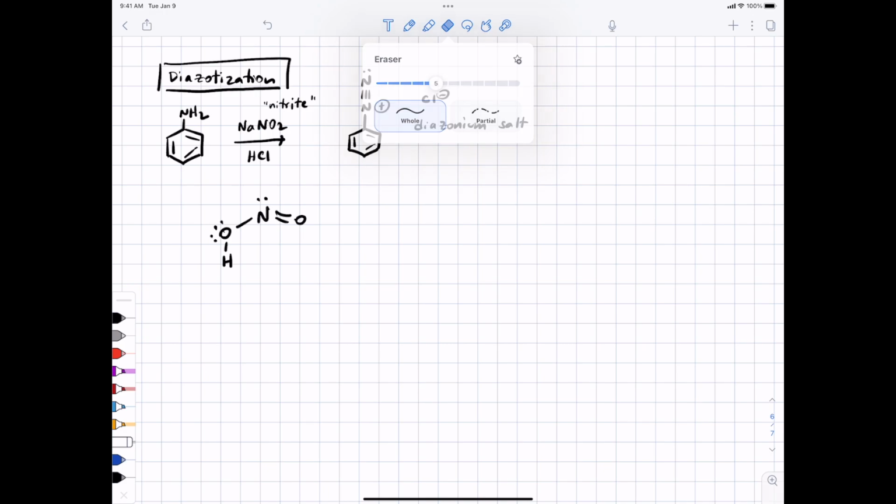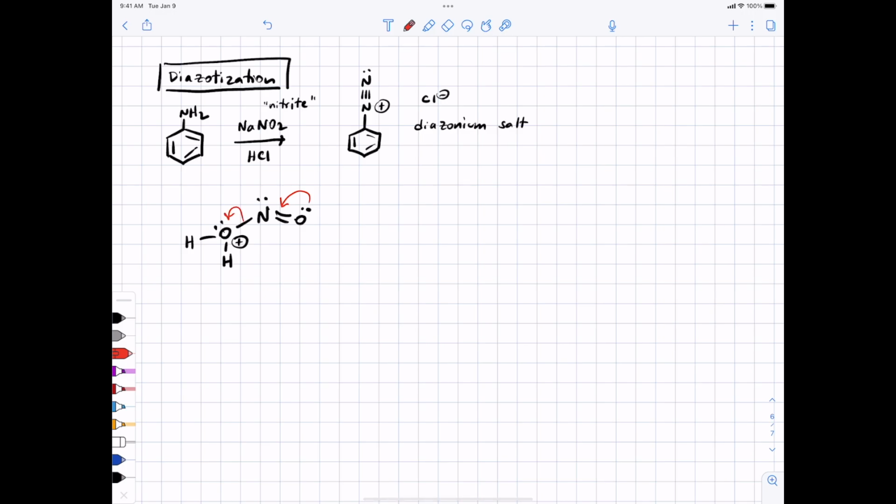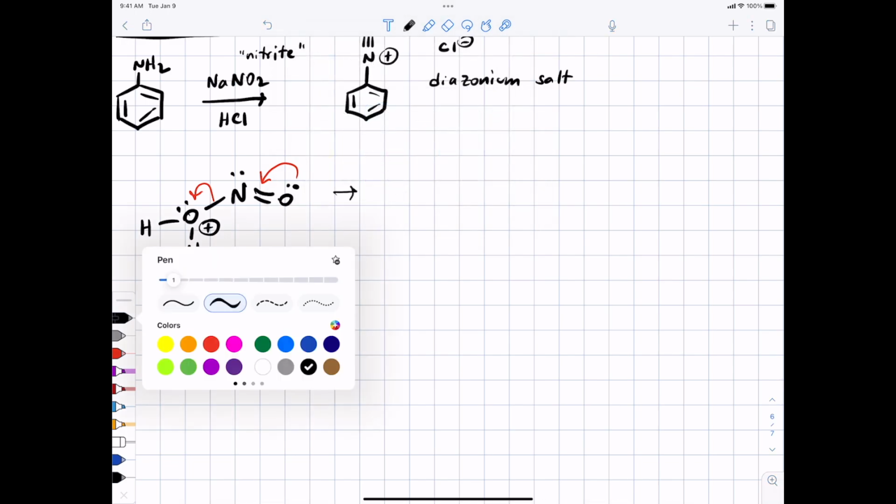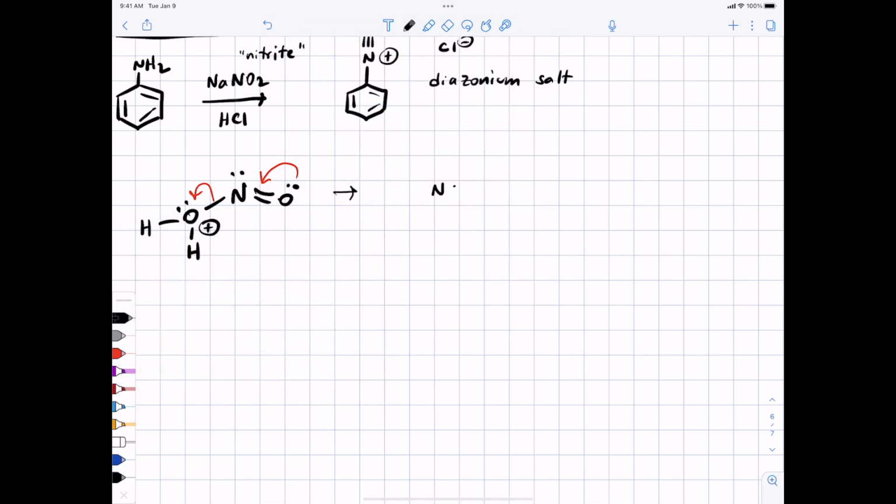And then having made nitrous acid, you could maybe see how you could also protonate that oxygen again, thereby converting it into a good leaving group. And at that point, we can do carbonyl-like chemistry, have lone pairs on this oxygen kick off water as the leaving group. And that gives us what's called the nitrosonium ion, which is an electrophile.